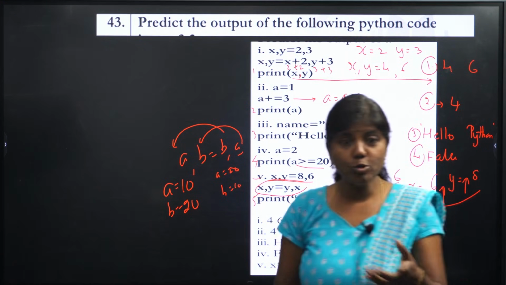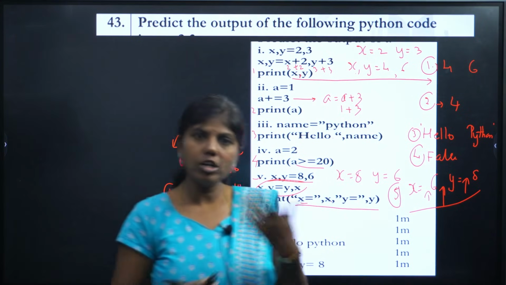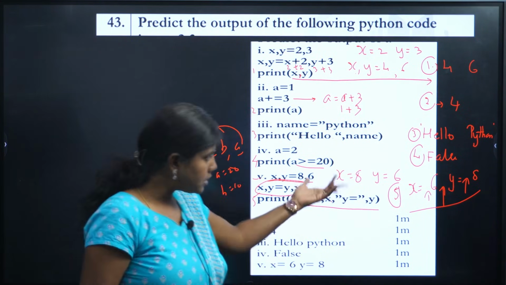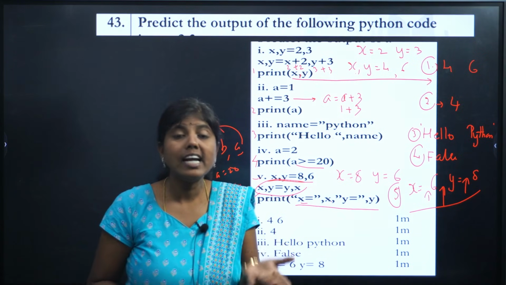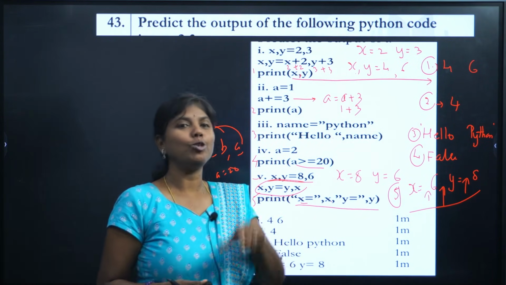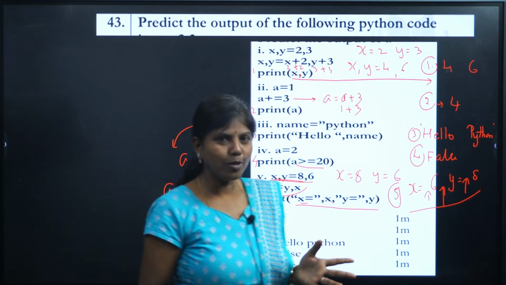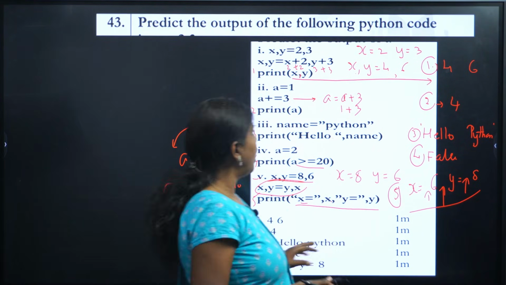Very simple. You know that x, y equals y, x is swapping, or interchanging the values. 8, 6 becomes 6, 8. But the spacing you should be very thorough about in order to get the output right. You will get 4 definitely, but in order to get 5, you need to see all those things. Okay, we'll go with the next question.